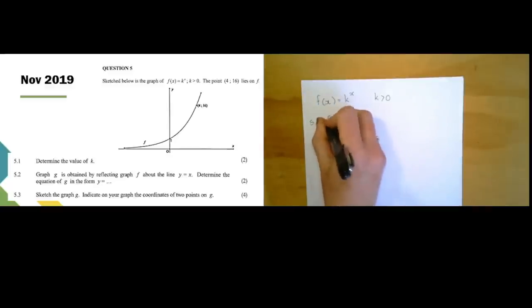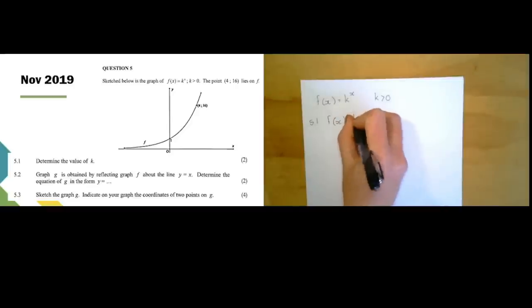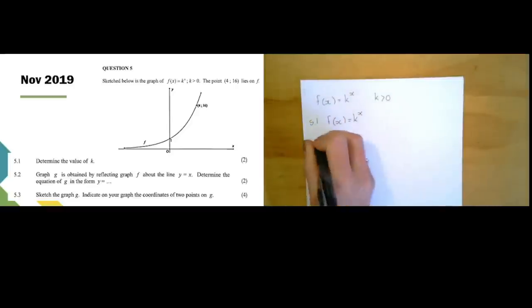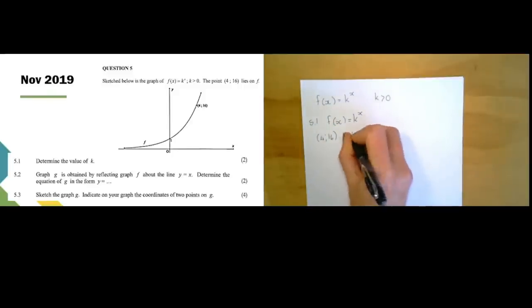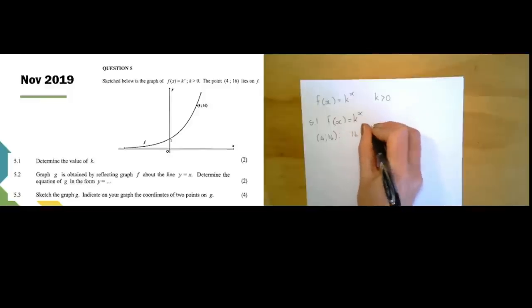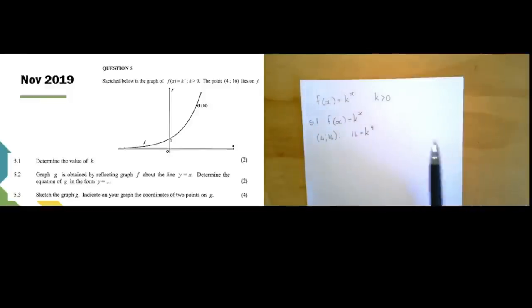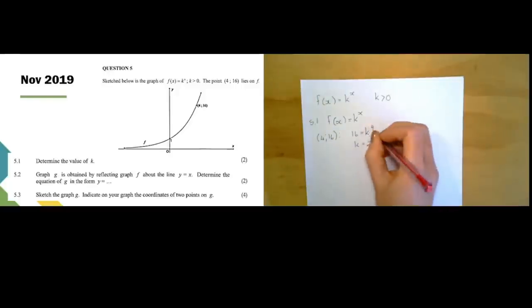So we know f(x) equals k to the power of x. And I have the coordinate (4; 16) on my graph, so I can substitute it in. Which means 16 equals k to the power of 4. So I'm asking you, what number to the power of 4 would give you 16? And that would be k is equal to 2. If you struggle with this, remember you can write it in logarithmic form and get the answer that way. But we know that k would be 2. So that was 2 marks, a mark for the substitution and a mark for the answer.